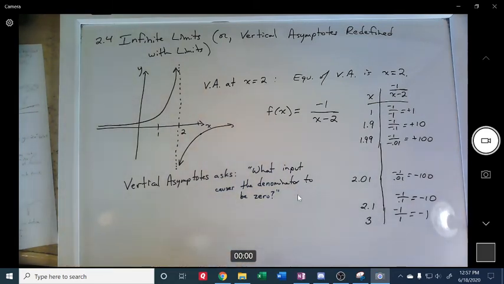Now, this was very much useful to us in pre-calculus. But in calculus, we're going to see that this has limitations.